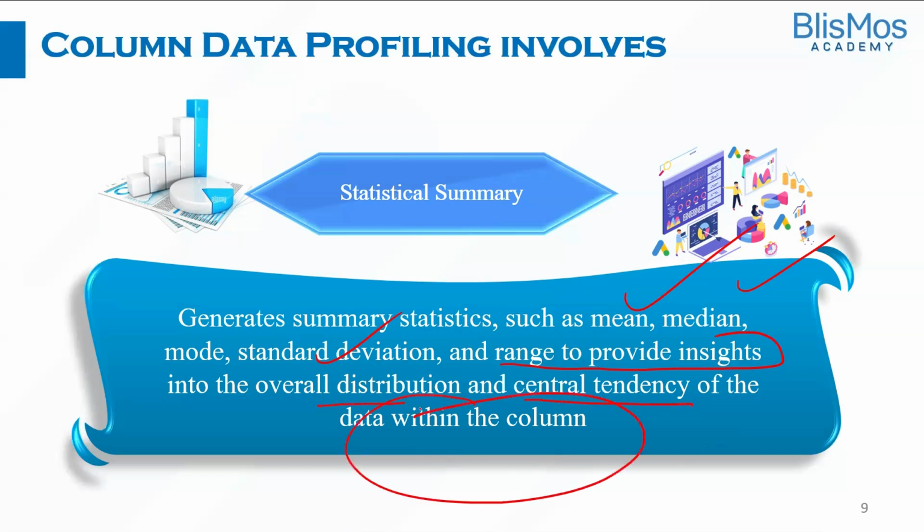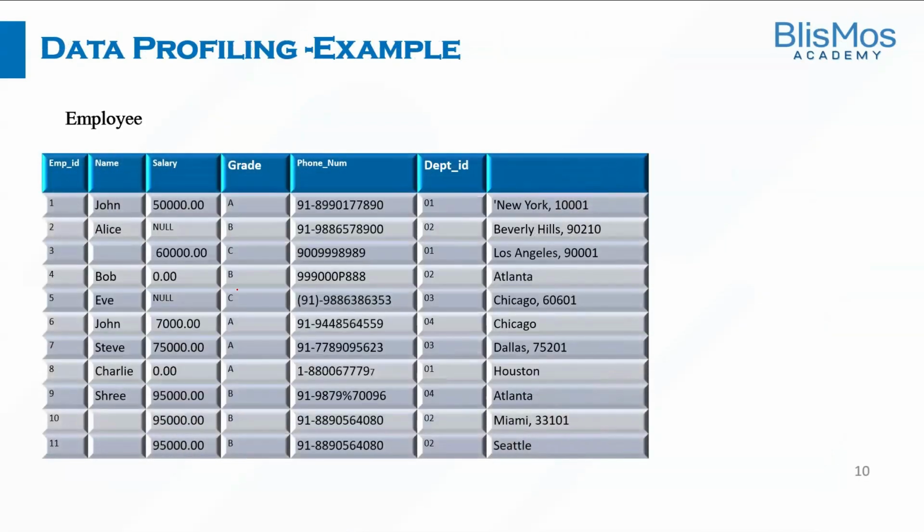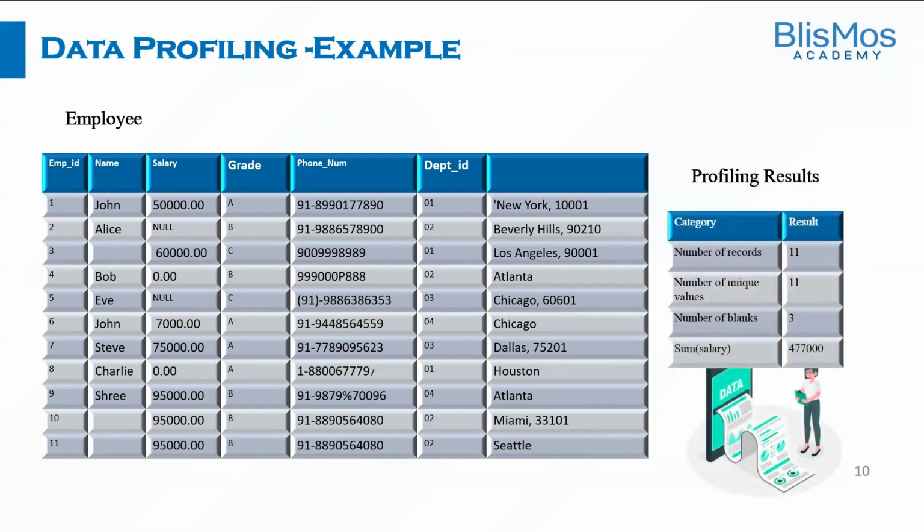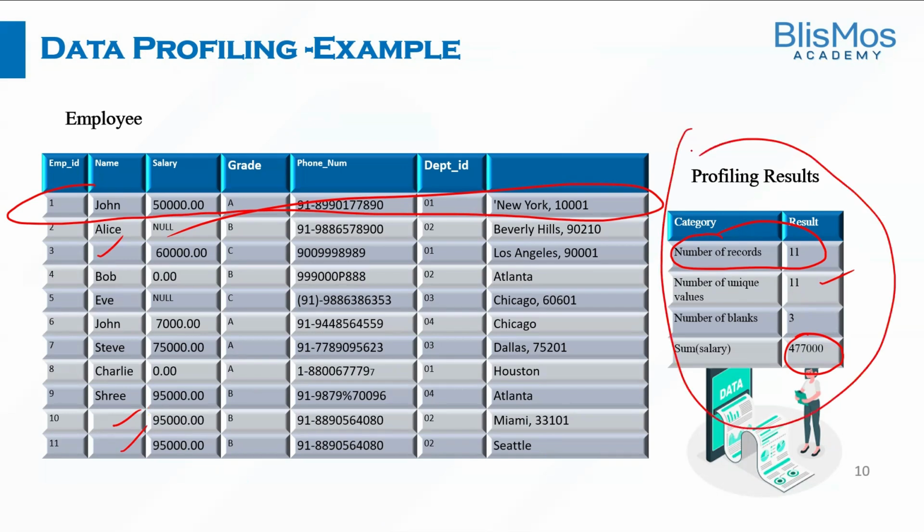For an example here, let us say you have an employee table, right? You have an employee table with different columns. If you profile the results on the whole table, overall 11 records are there. The number of unique values here, considering all the columns, is 11, and the number of blanks is 3. In this case, you have 3 here, right? And the sum of the salary would be some 477K. Like this, you will understand this table at a high level. That will help you understand the overall quality of the data.